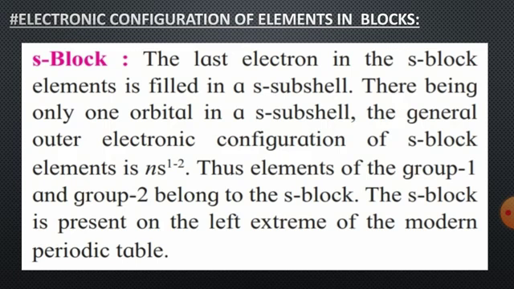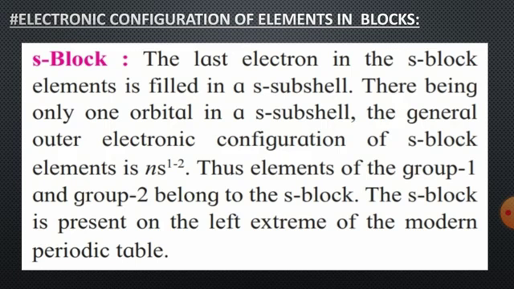n is the number of the shell. 1 to 2, based on its atomic number, it will contain either 1 electron in the S subshell or 2 electrons in the S subshell. Thus elements of group 1 and group 2 belong to the S block. As we know, there are 18 groups. Group 1 and group 2 elements belong to the S block.